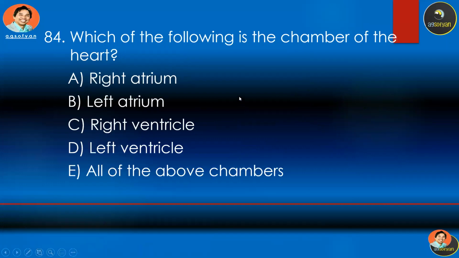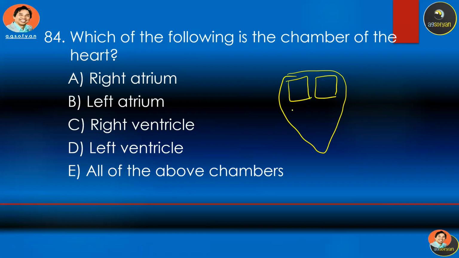Which of the following is the chamber of the heart? A, B, C, or D? Okay, there are 4 chambers of the heart. The top one is called atrium. The bottom one is called ventricle. There is a connection between atrium and ventricle. So right atrium, left atrium, right ventricle, left ventricle. So there should be 4 chambers. So all of the above chambers.